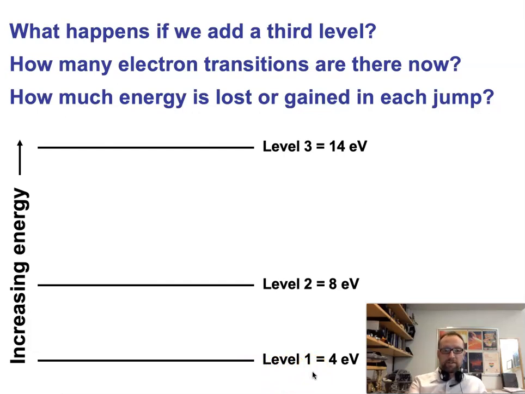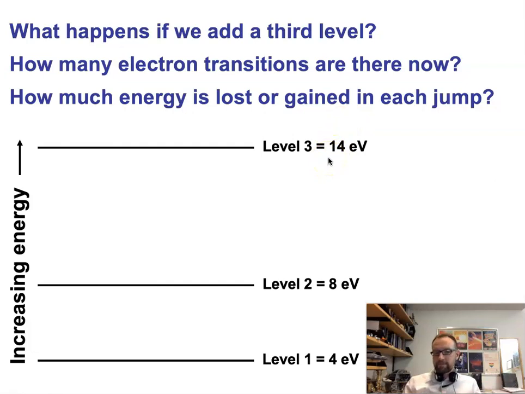What is an electron volt? This is a unit we haven't used before in class. Let's put it this way: an electron volt is a unit used for measuring energy. Let's just leave it at that. Okay, so if the electron's at level 1, it has 4 electron volts of energy. If the electron is at level 2, it has 8 electron volts of energy. If the electron's at level 3, it has 14 electron volts of energy.